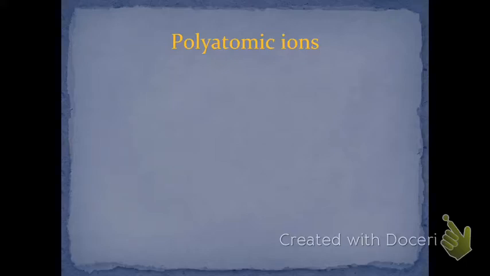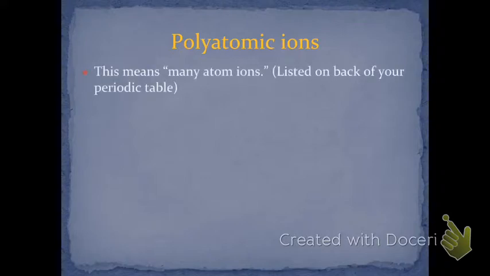Alright, today we're going to be talking about polyatomic ions. So polyatomic ions means many atom ions. So we've been dealing with ions that are a single element, like sodium is Na+1. But there are also ions that have multiple atoms or elements within the ion.